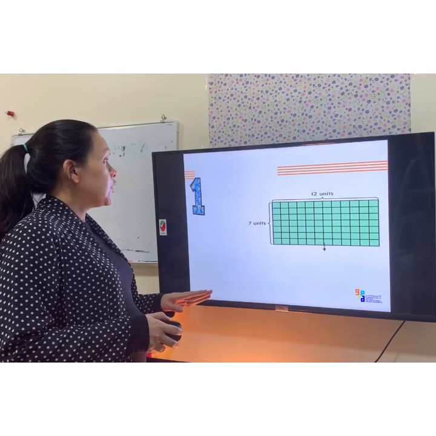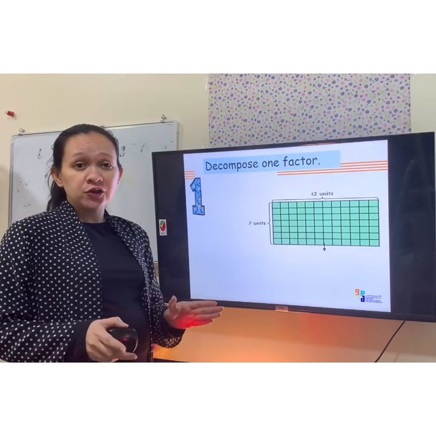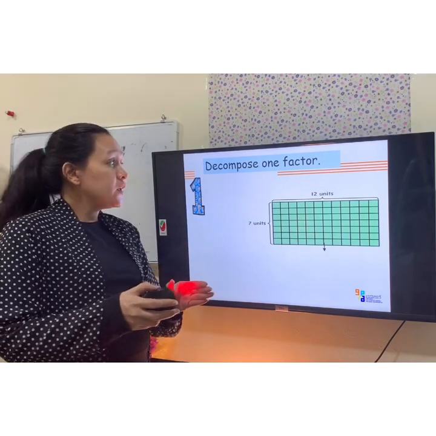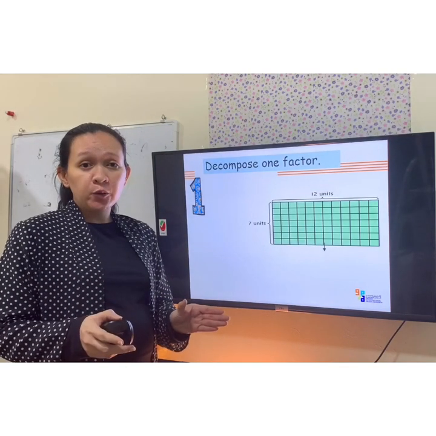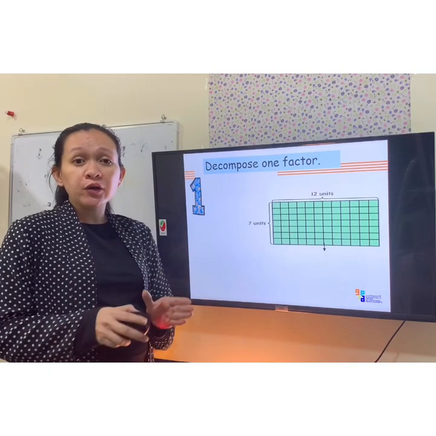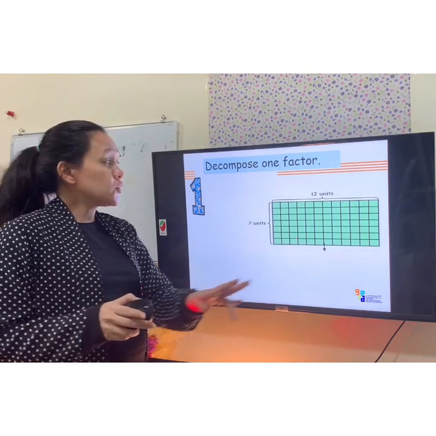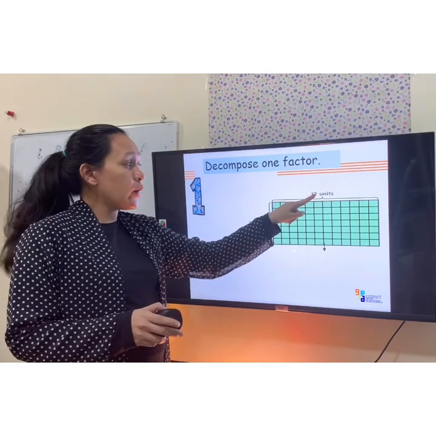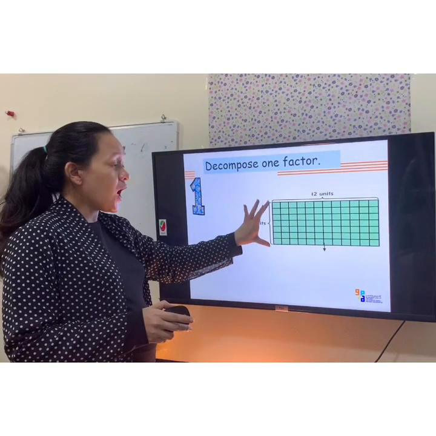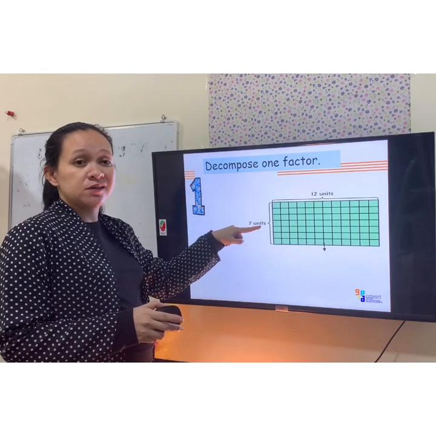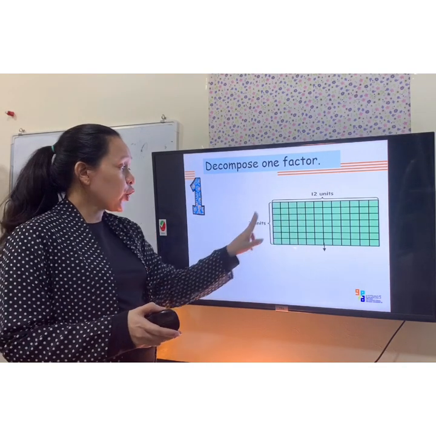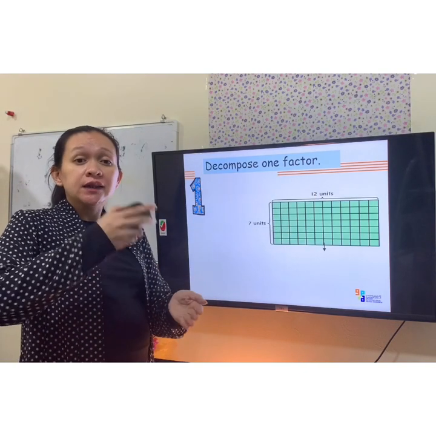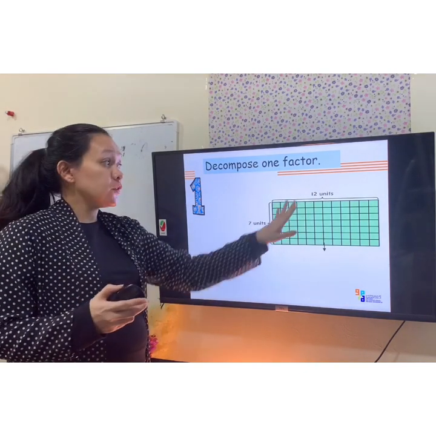Now first, we can decompose one factor. When you say decompose, we are going to break apart a number. So how are we going to decompose? We are going to find where is the biggest number. So I have here 2 numbers. Here, our length, 12 units. Here, our width, 7 units. Which is bigger, 12 or 7? Yes, 12. So we are going to decompose or break apart 12.